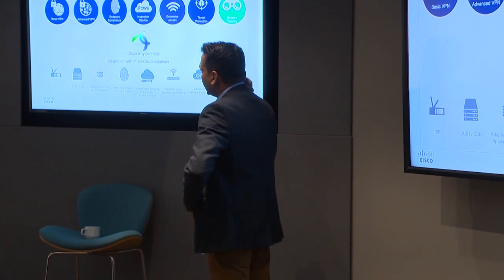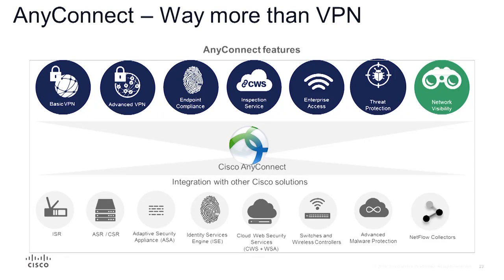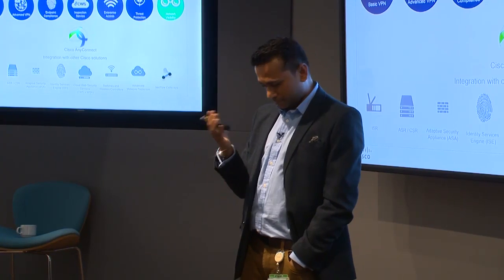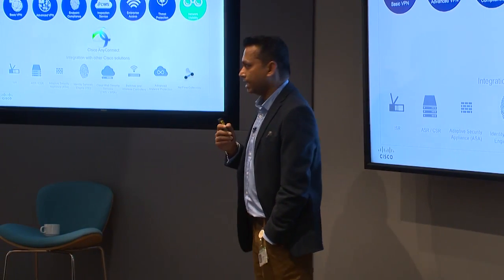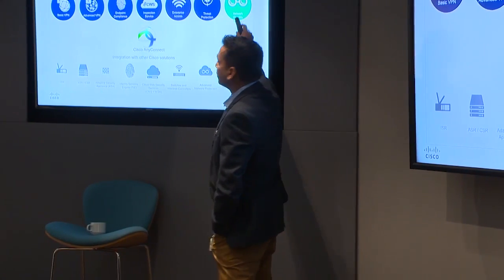Finally, AnyConnect, because it is not just a VPN client. It is doing your posture for IAC. It is making sure that you can enable AMP, if you have AnyConnect. It can do network visibility. I talked about the network visibility module in AnyConnect, pushing all the NetFlow information to your controller, and then you can take an action on those kind of things.